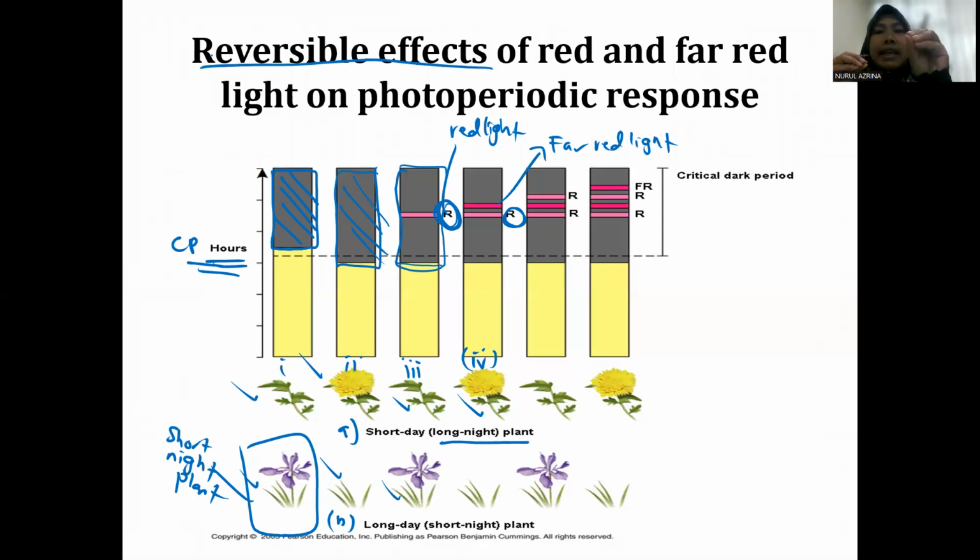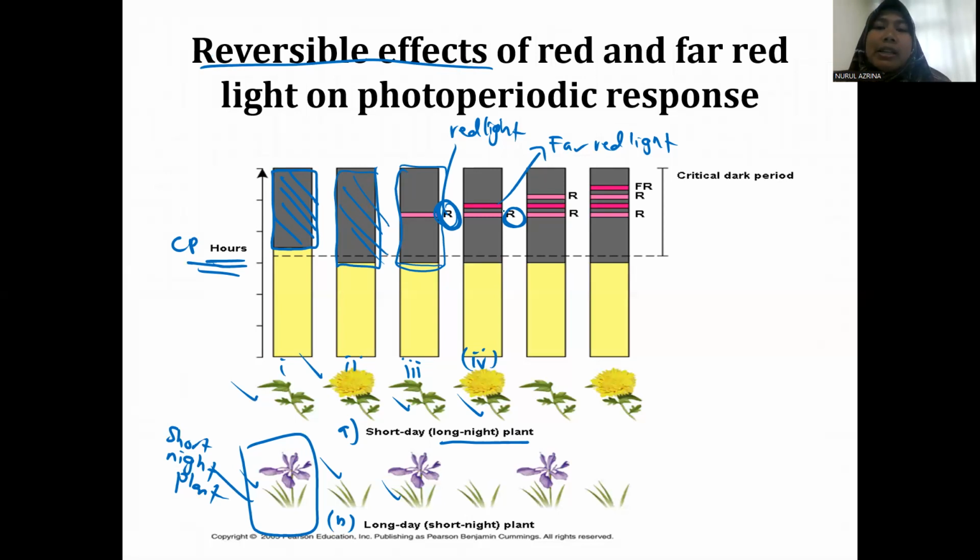When a flash of red light is exposed to the plant during the continuous dark period, followed by immediate exposure to far red light, what happened is somehow a cancellation effect. The effect is reversible. So meaning that the plant detects no interruption of the continuous dark period. Macam seolah-olah tiada gangguan. It's somehow like cahaya merah followed by immediate far red light, dia jadi cancel, zero. So that's why the plant detects no interruption during the dark period.